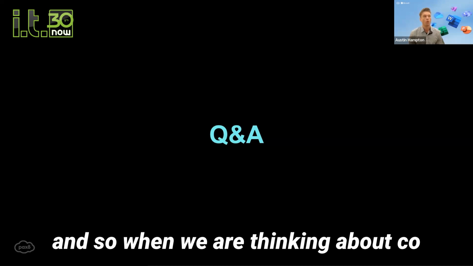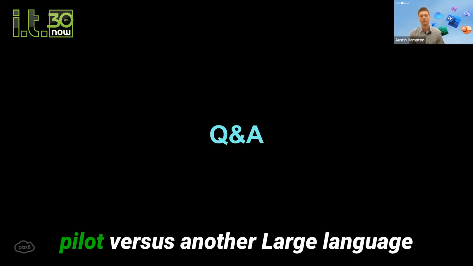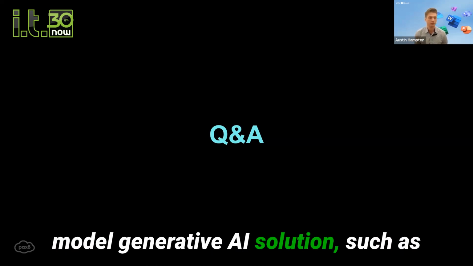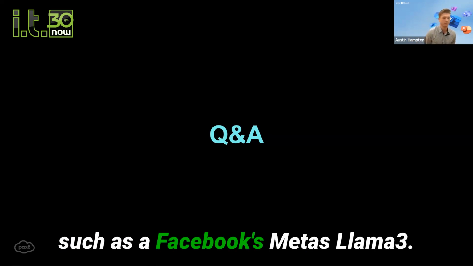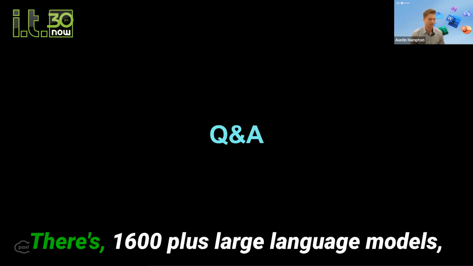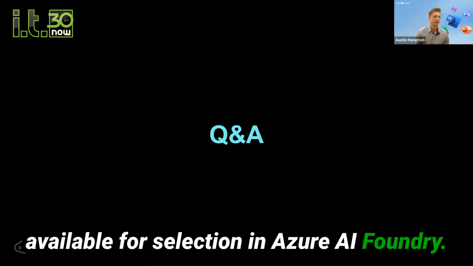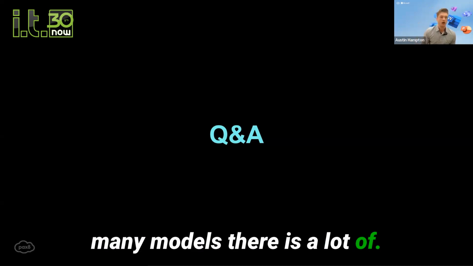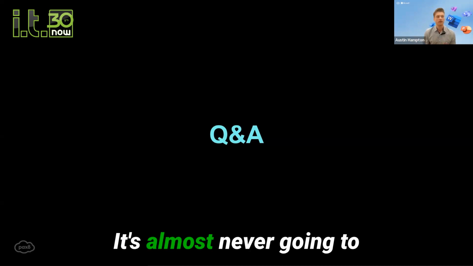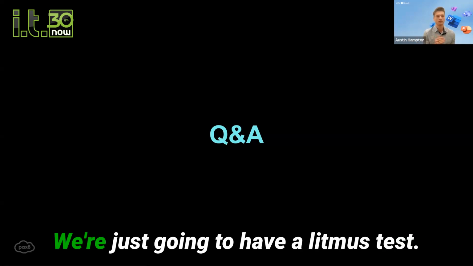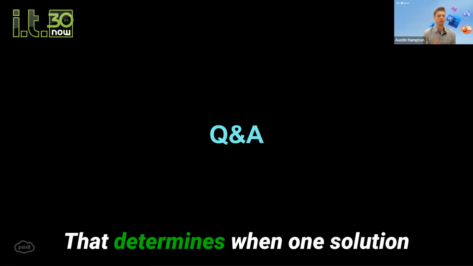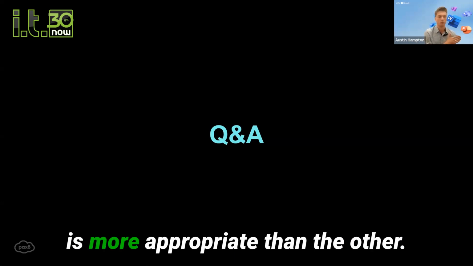And so when we are thinking about Copilot versus another large language model generative AI solution, such as ChatGPT, such as Anthropic's Claude, such as Meta's Llama 3, there's 1,600 plus large language models available for selection in Azure AI Foundry. That just shows you how many models there are. There's a lot. When we're thinking about this versus that, it's almost never going to be an either-or situation. It's going to be more of a yes-and situation. We're just going to have a litmus test that determines when one solution is more appropriate than the other.